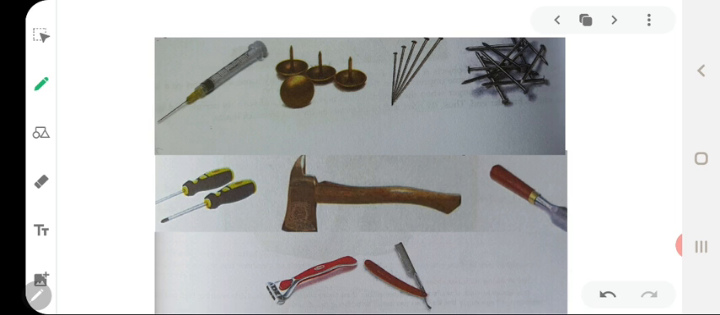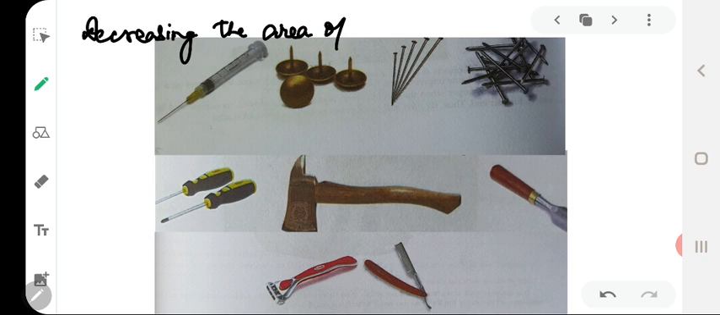Let us discuss a couple of examples to understand this concept in a much better way. We will cite examples that we commonly observe around us in our day-to-day life. First of all, let us study some examples where we are decreasing the area of contact.